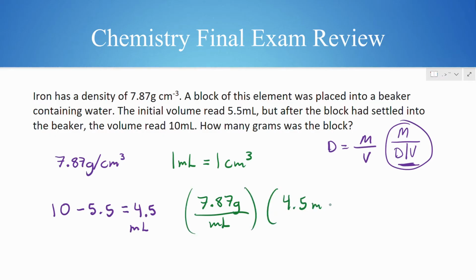And we'll just put that over 1 so we can see the fractions more clearly. Now in this equation, ml cancels out and we're left with grams, which is what we want because mass is counted in grams. Doing this multiplication, we get 35.42 grams, rounded to the nearest hundredth.